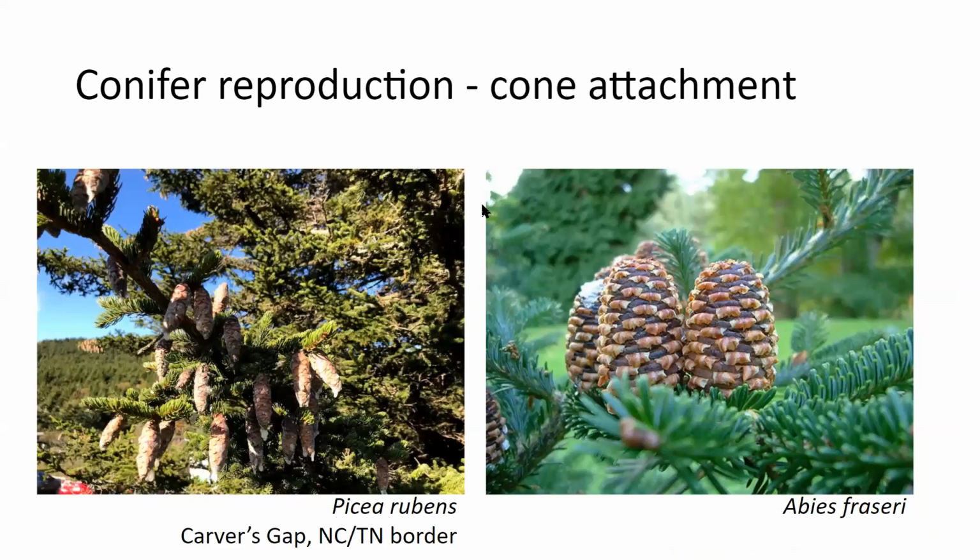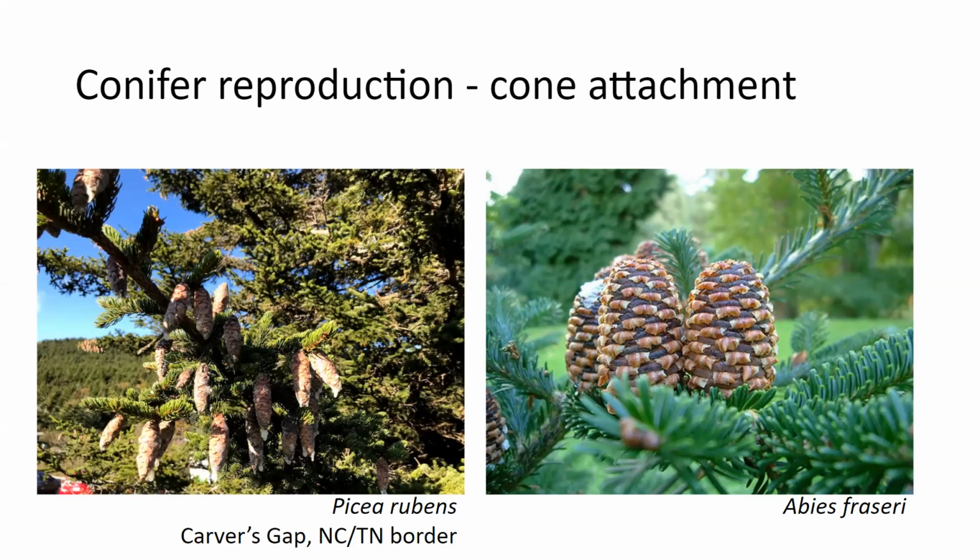We can also look at cone attachment. That can also help us tell the species. And in Western North Carolina, we'll talk about these species more, but we have Picea rubens and Abies fraseri. These make up the spruce fir forest at the highest elevations. And at first glance, these species look pretty similar. They both have these needle-like leaves.